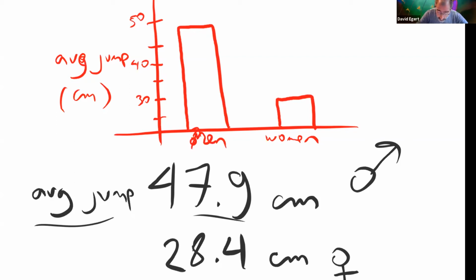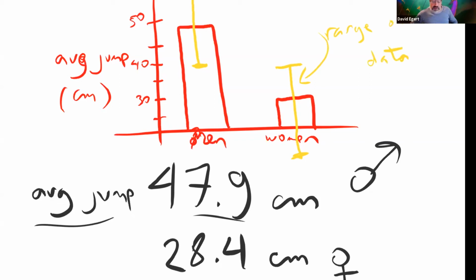If I wanted to be a little more interesting, I could put ranges. If I look at my range here, the men's smallest jump was 40, the highest jump was 61. So for the men's jump, it goes from here up to here. For women, my smallest jump is 14 and my tallest jump is 40. So this is kind of the range of my data.